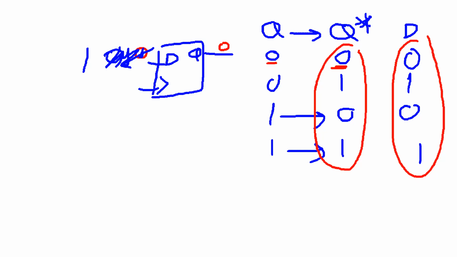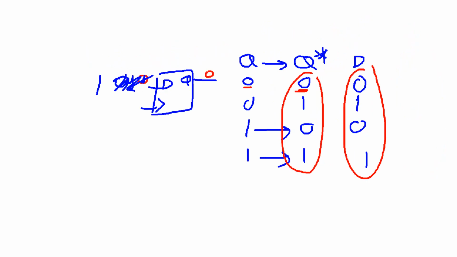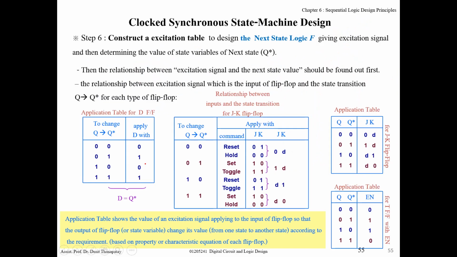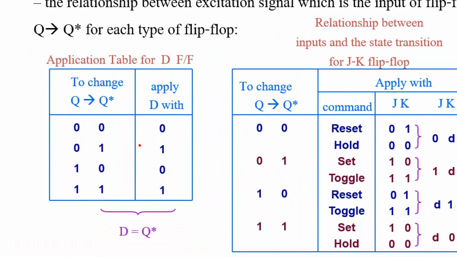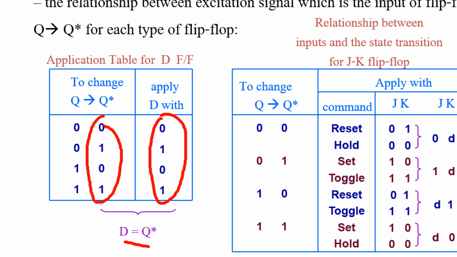Okay, so if you write in the table, you get something like this, right? Value of D same as value of Q star, okay, for the next state.